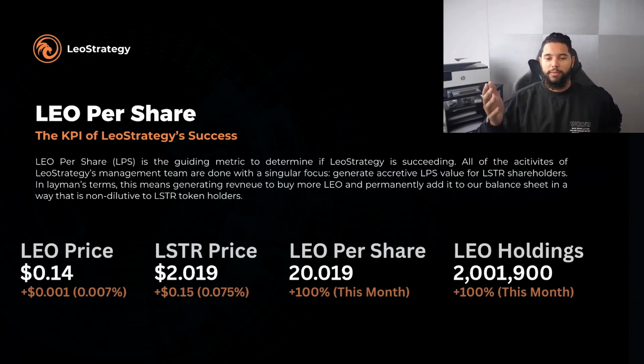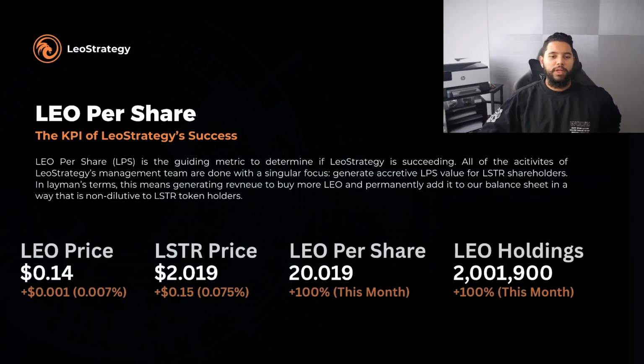Leo per share, basically, let me just read the slide first. Leo per share, or LPS, is the guiding metric to determine if LeoStrategy is succeeding. All of the activities of LeoStrategy's management team are done with a singular focus: generate accretive LPS value for LSTR shareholders. In layman's terms, this means generating revenue to Leo and permanently add it to our balance sheet in a way that is non-dilutive to LSTR token holders.